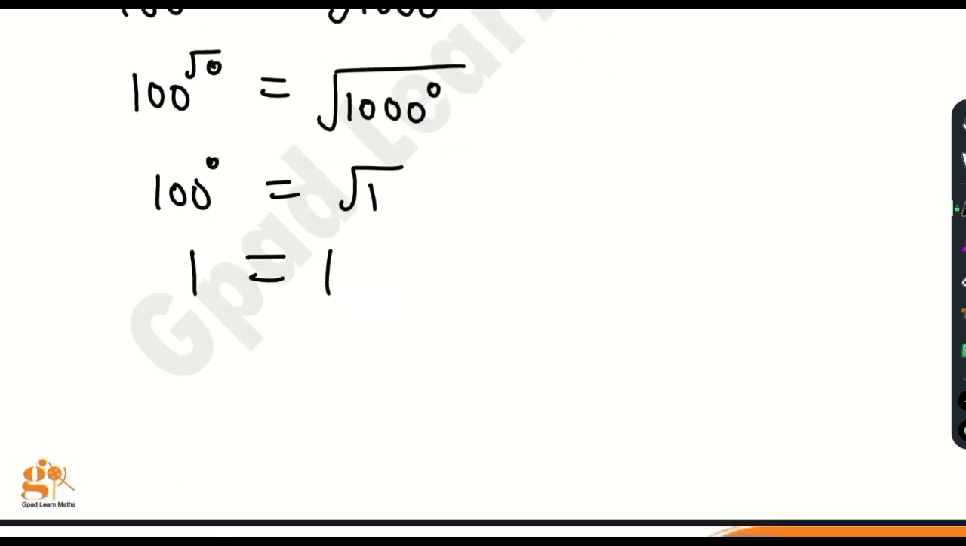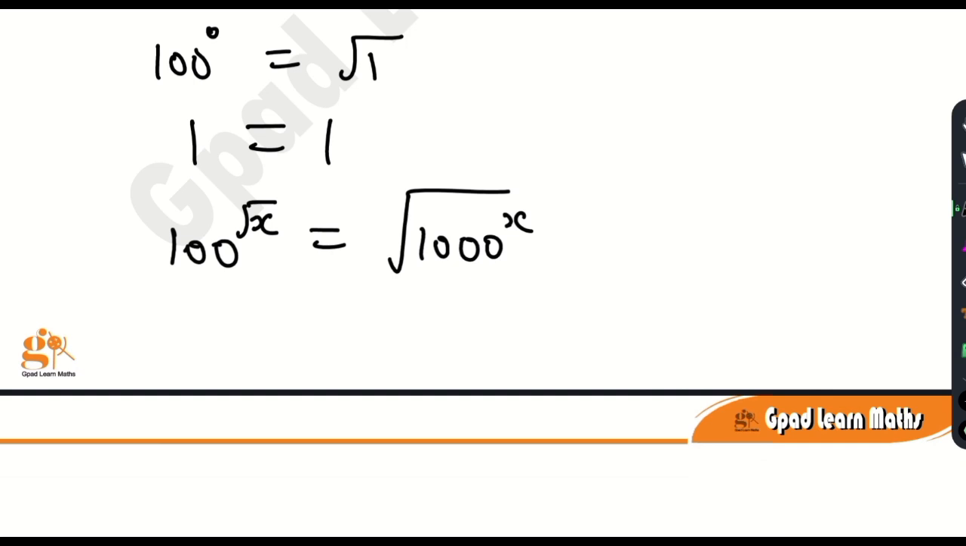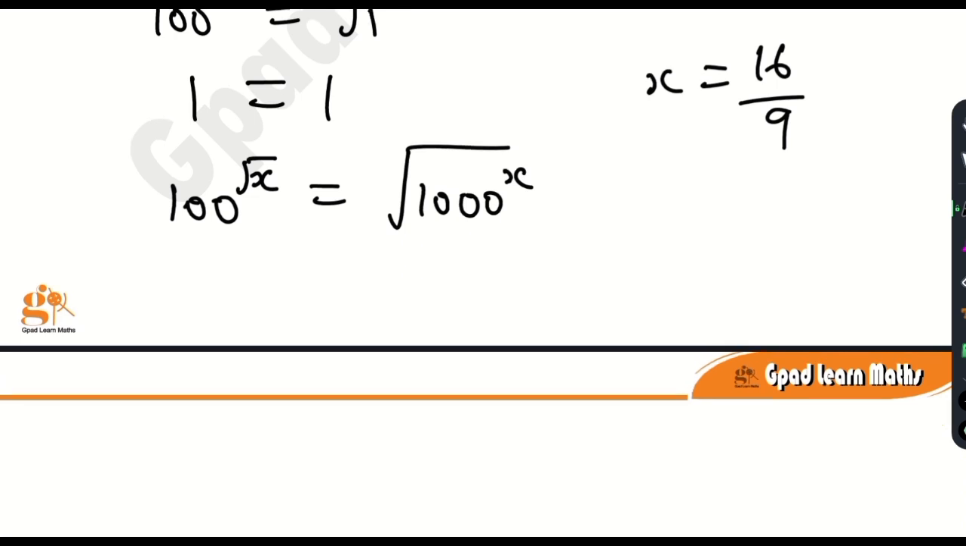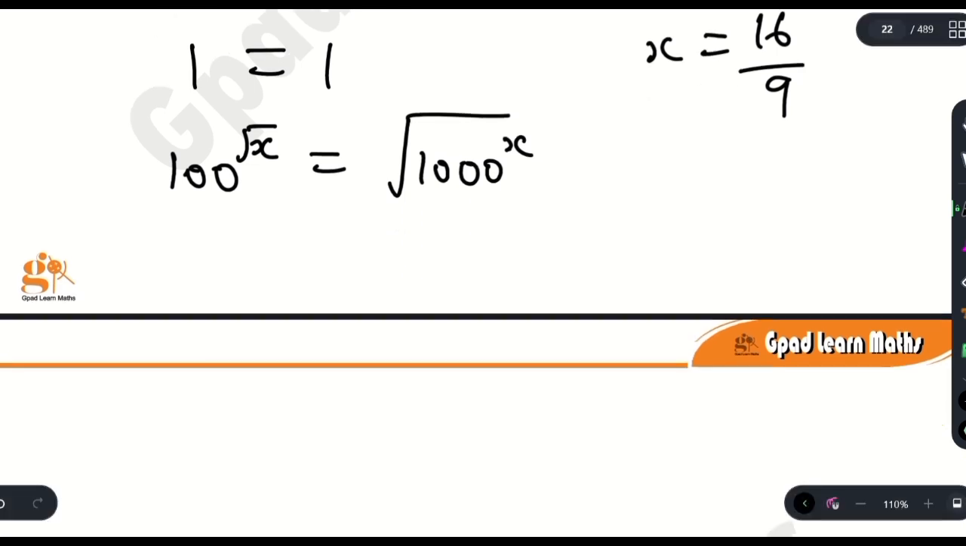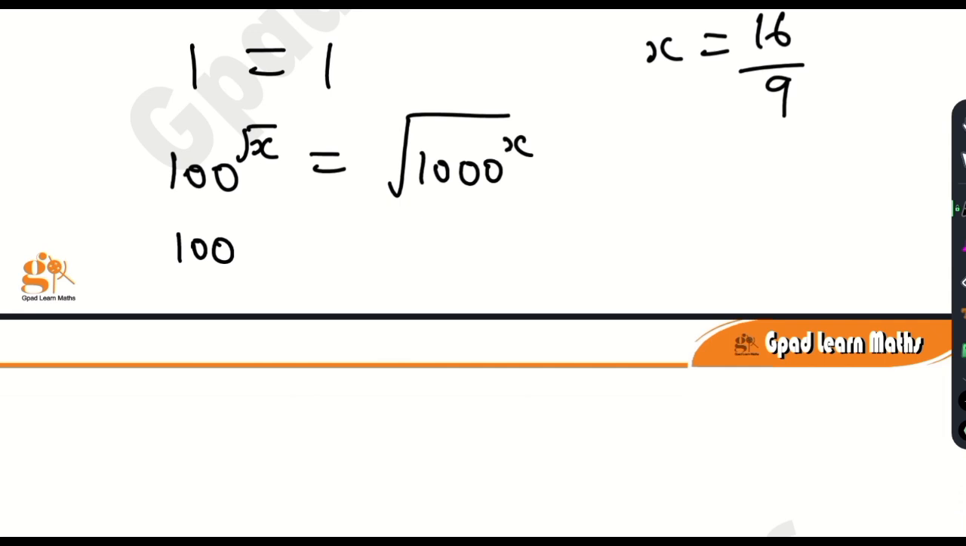Now I'm going to rewrite the equation again. Remember, x is equal to 16 over 9. The other value of x is equal to 16 over 9. Let's plug it in and let's see if we're going to get the same thing, left hand side and right hand side. So this is going to be 100 raised to the power of the square root of 16 over 9, like so, is equal to the square root of what? 1000 raised to the power of 16 over 9.